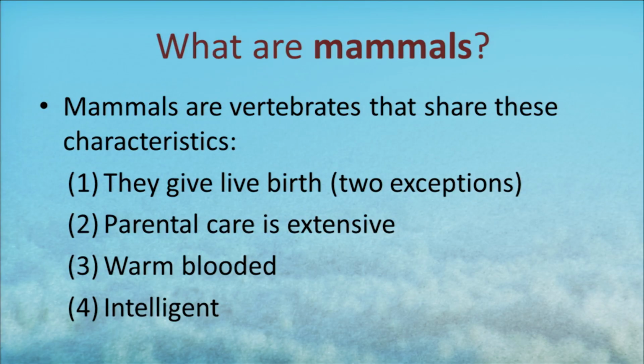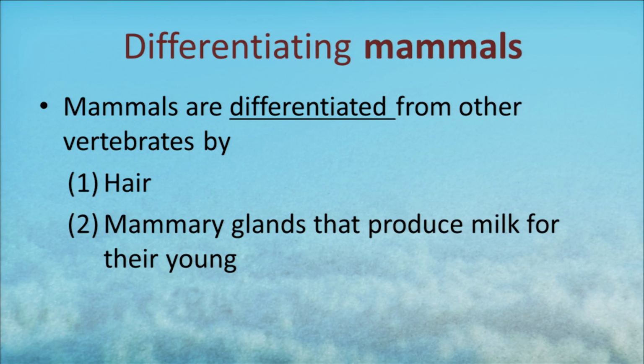We, as mammals, don't need that. We tend to maintain a pretty consistent temperature simply by using the energy we generate from metabolism and movement. So that makes us warm-blooded. And finally, mammals, of course, tend to be intelligent. So now that we've talked about some of the characteristics that mammals share, let's actually define them.